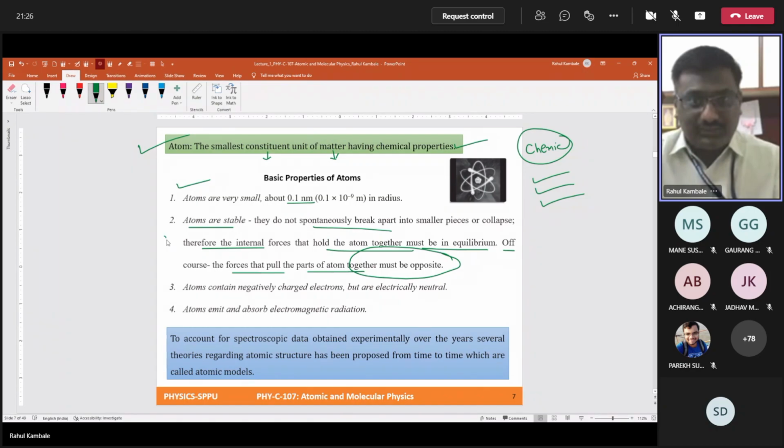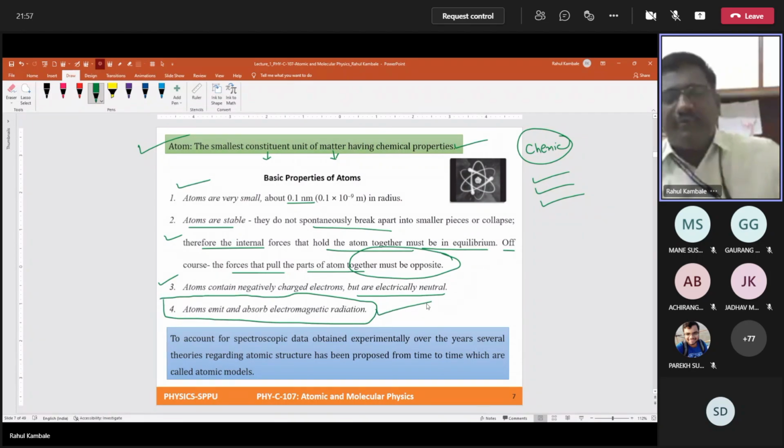The third property, I think everybody knows: the atom contains negatively charged electrons revolving around the nucleus. Yes, of course, we learn that in 12th standard, but atoms are electrically neutral. And as far as our course is concerned, this whole atomic physics stands on the fourth important property: atoms emit and absorb electromagnetic radiation.